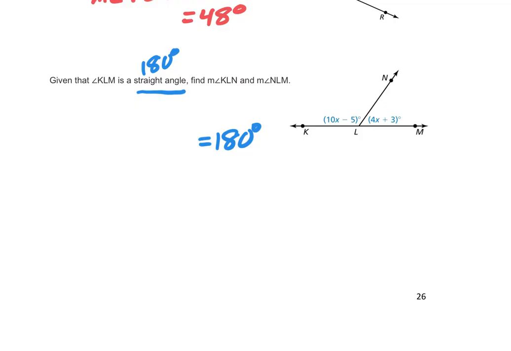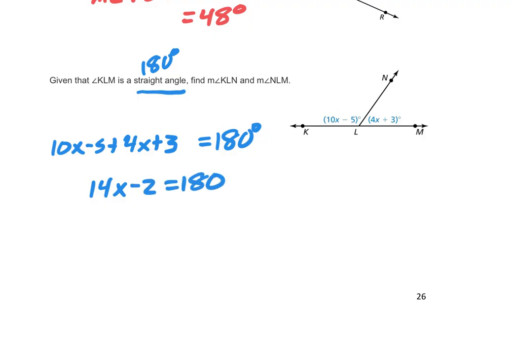This side plus this side add together to equal the big one, right? And the big one is 180. So this is kind of similar to the one we did just a few minutes ago. 10x minus 5 plus 4x plus 3 equals 180. Add 2 to both sides. And divide by 14.